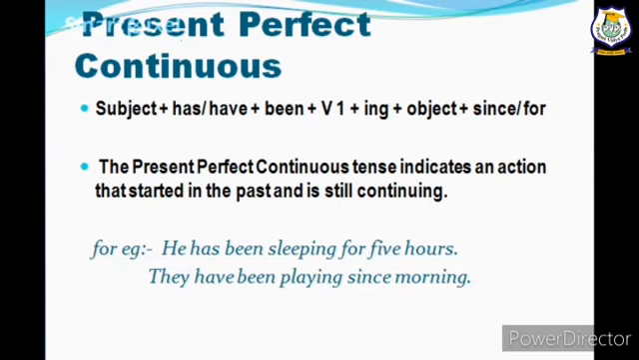Here the question arises where we have to use since or for. Since we use for the particular time, like since morning, since yesterday, since last night. Where we use for with non-particular time, like 4 years, 2 hours, for 3 years, for 5 hours.